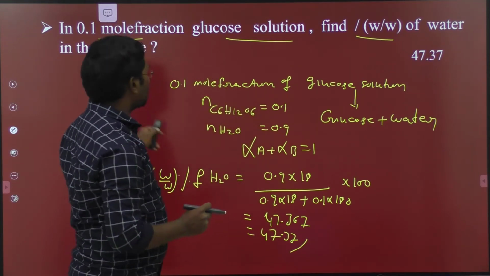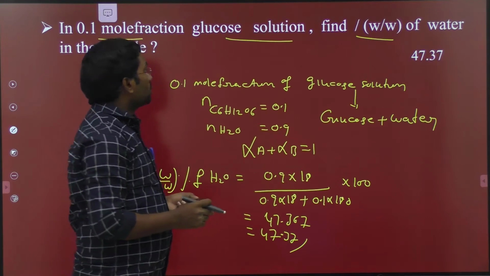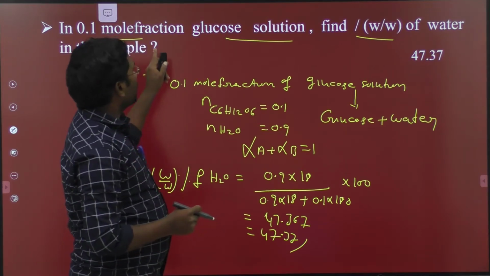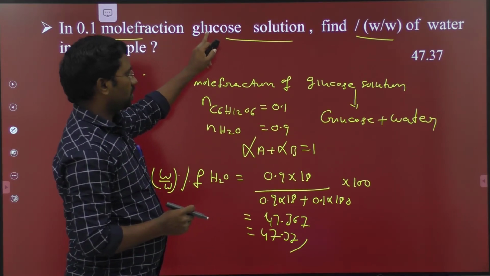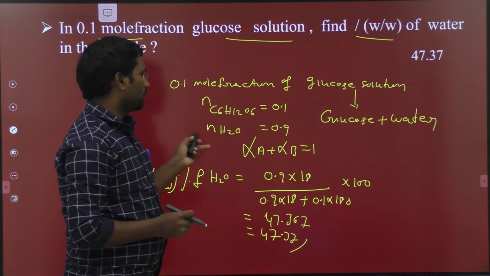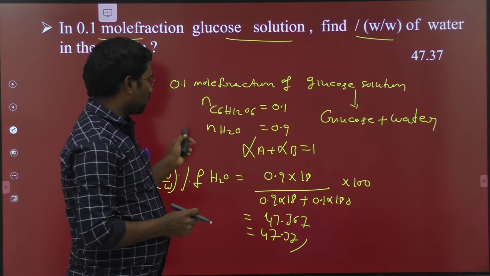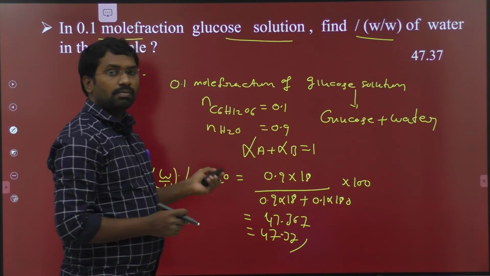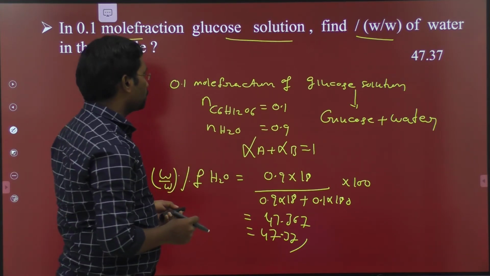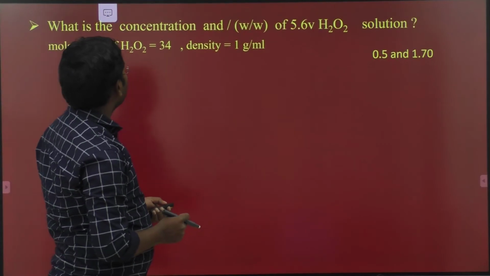So this is the solving of the problem. In that problem, a 0.1 mole fraction of glucose solution is given. From this concept we calculate the number of moles of glucose and water and apply the formula of the mass percentage of the solution. Now come to the next problem.